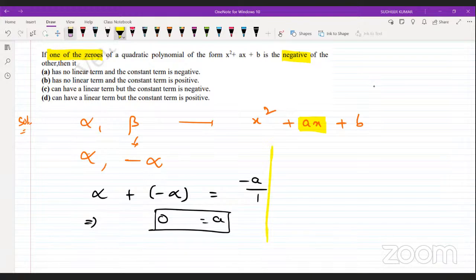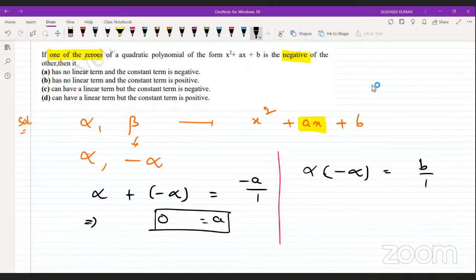It depends on the product of zeros. So the product of zeros is alpha into minus alpha, since the beta value is minus alpha, right? So c by a, so b by 1, so minus alpha square is b. So we'll get alpha square is minus b. We cannot write here alpha equal to square root of minus b, because under the root the negative value does not exist in the set of real numbers.